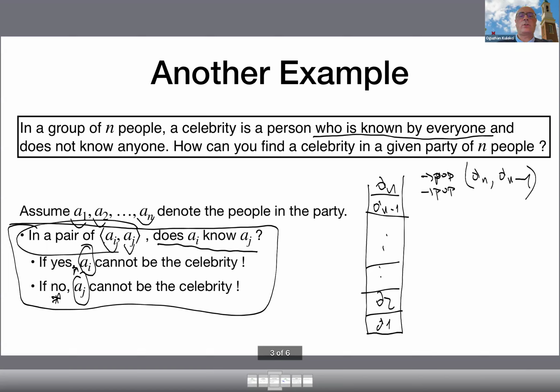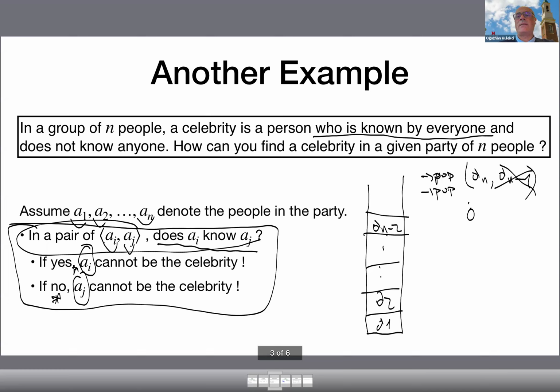And you ask this question, does AN know AN minus 1? And according to the answer, either AN or AN minus 1 cannot be the celebrity. Whoever cannot be the celebrity, you eliminate it. So let's assume AN minus 1 cannot be the celebrity. By the way, since you have taken these out, AN and AN minus 1, they are already popped out, and we have AN minus 2 at the top of this stack.